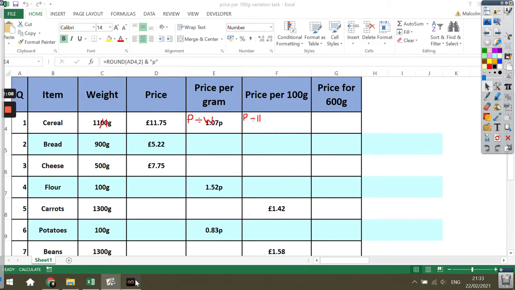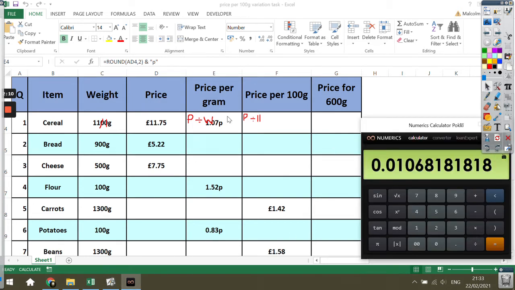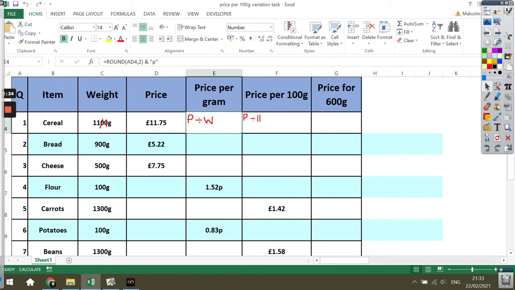Now we'll actually get a very familiar looking answer, because it's exactly the same as what you get if you times this by 100. So if we take 11.75 divided by 11, that gives us 1.07. So what's that telling us? That's telling us that we have £1.07 for every 100 grams of our product.